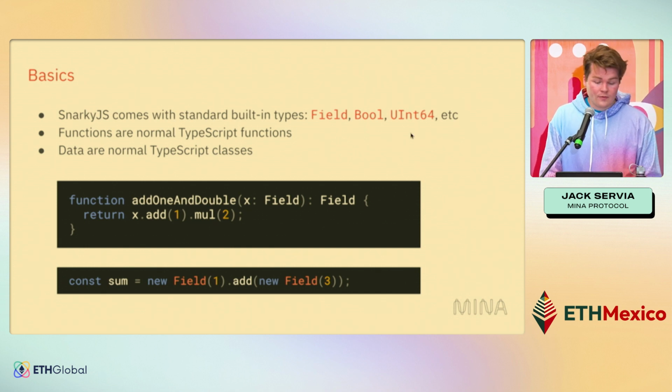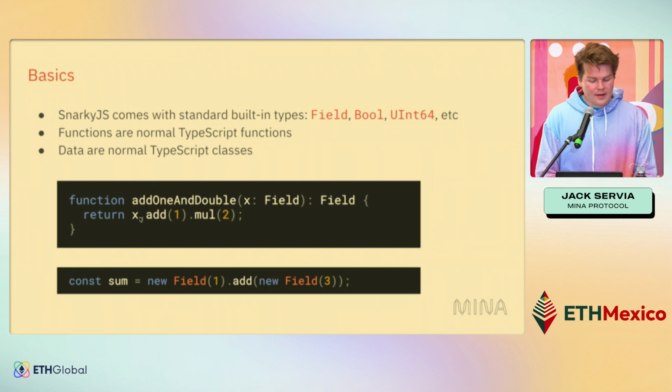Functions are just normal TypeScript functions, and data are normal TypeScript classes. So if we look here, we have a function, add one and double. We pass in something called x, which is a field, and we return a field. And so what we're returning is x add 1 multiply 2.